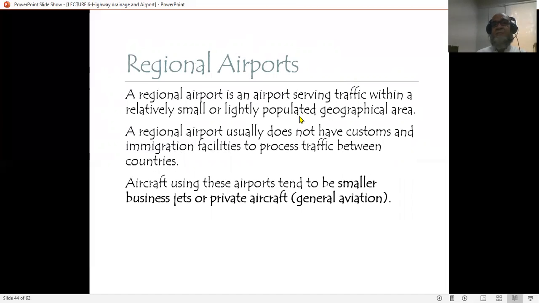Then there is the regional airport, which serves traffic within relatively small or lightly populated geographical areas. It does not have customs and immigration facilities, and tends to serve smaller business jets or private aircraft. One example is the airport owned by PPL in Sui. There are other airports as well in which private businessmen have their own craft, two-seater or four-seater, and they operate it.